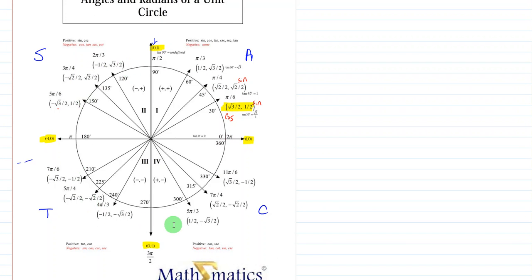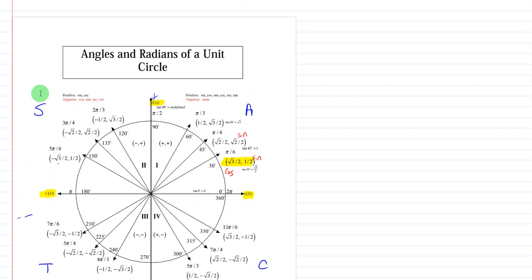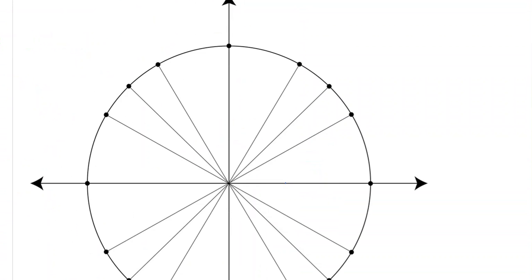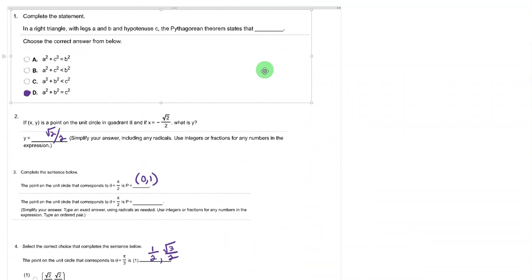So that's important. And if we also would take note, I have an A, an S, a T, and a C in the quadrants. Remember that this goes counterclockwise. This is all students take calculus. That's an acronym you can remember, ASTC. All are positive here. Sine and its reciprocal are positive here. Tan and cotan are positive here, and cosine and secant are positive here. So those are just some things that are there for you as resources. So let's go to the problem sets.